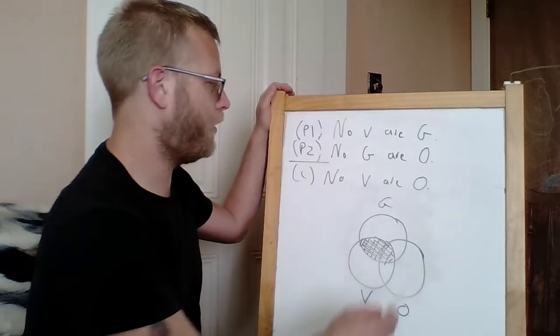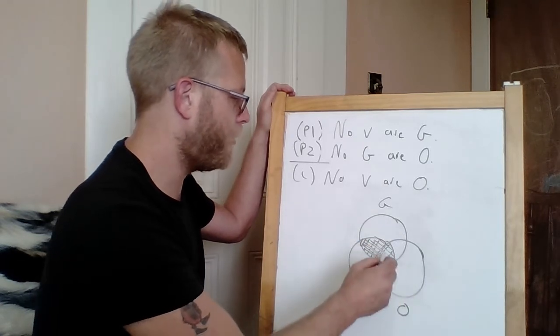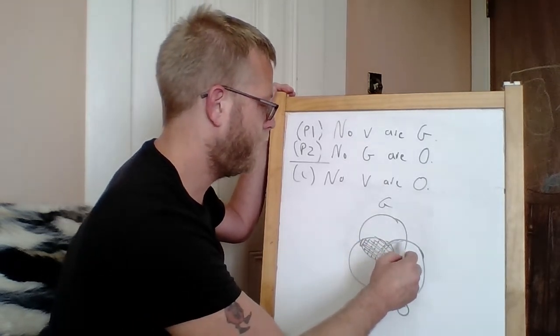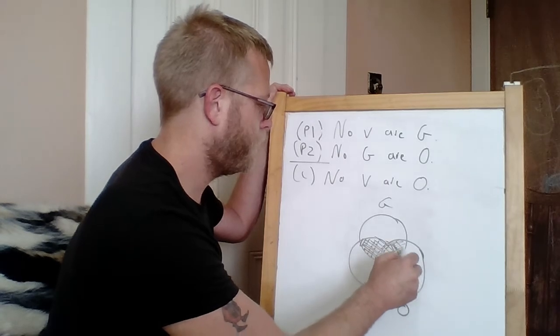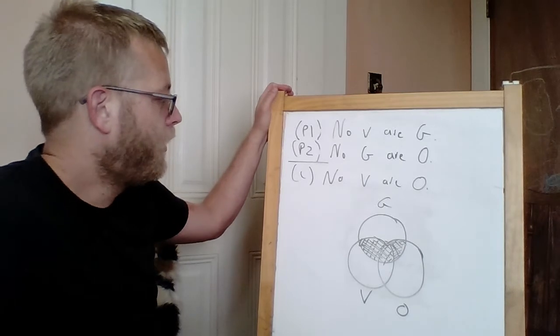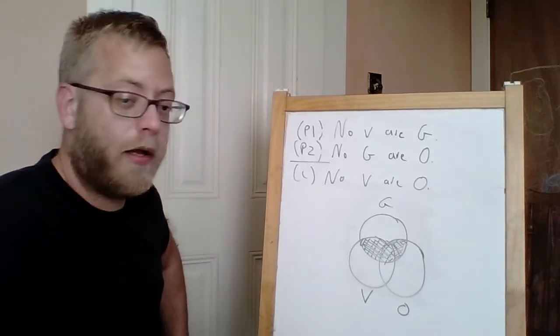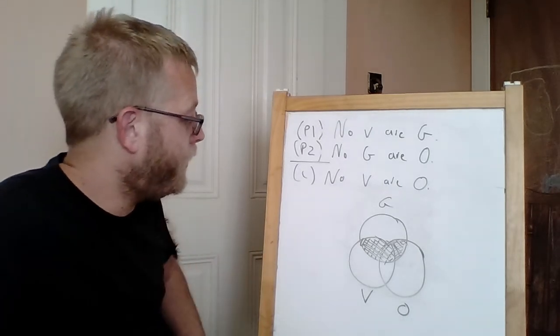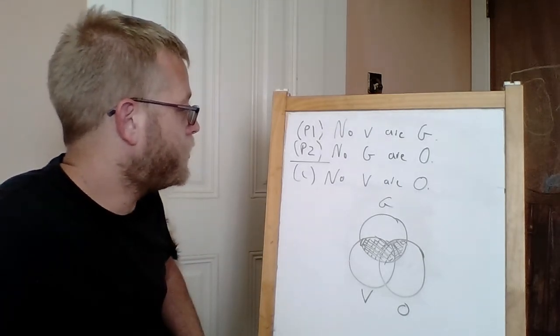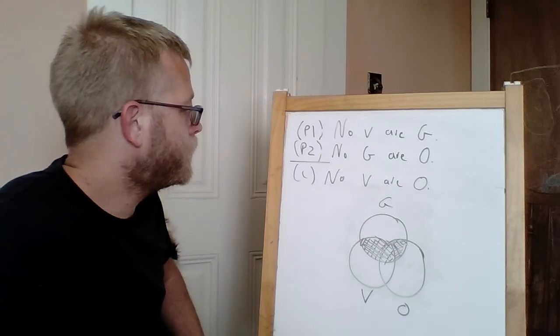No G are O, do the same thing. We black out the whole overlap between G and O. Some of that's already done, right? Okay, so this is what we end up with. Now we just look at it. The conclusion says no V are O. Does the argument say that? Does the diagram tell us that there's nothing, that there are no V's that are O? It does not.